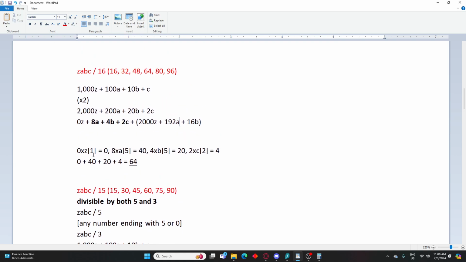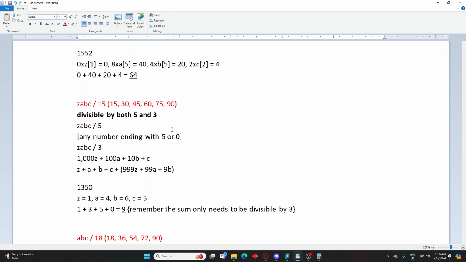So now with an example, okay, never mind, I deleted the example by accident. The example was 1552. So 1 times 0 is 0. 8 times 5 is 40. 4 times 5 is 20. And 2 times 2 is 4. 0 plus 40 plus 20 plus 4 is 64. And 64 is indeed divisible by 16. So there you go.